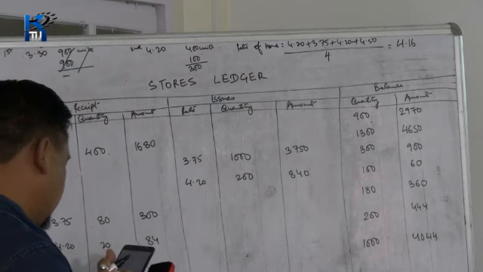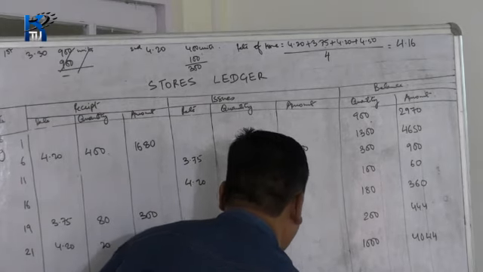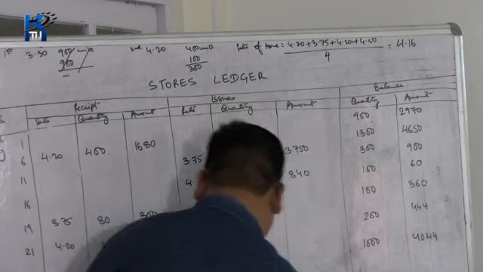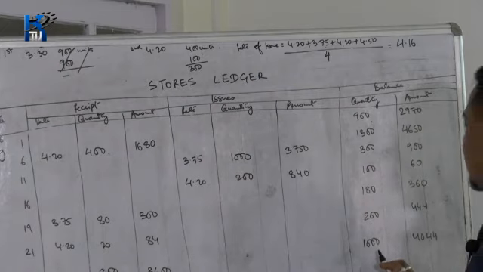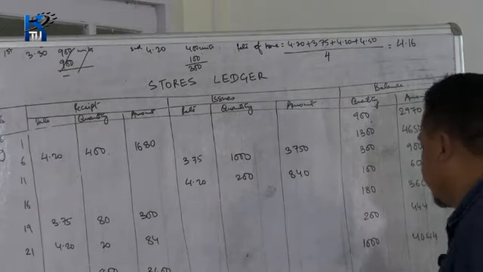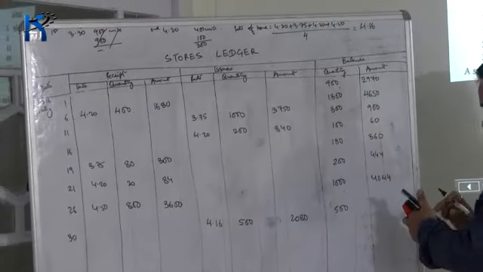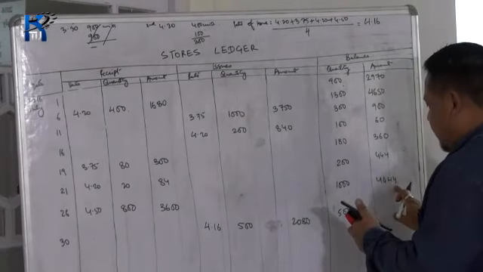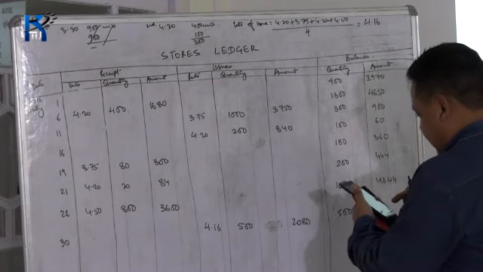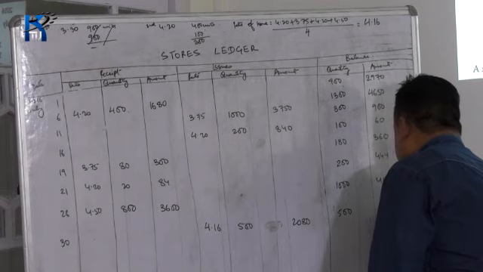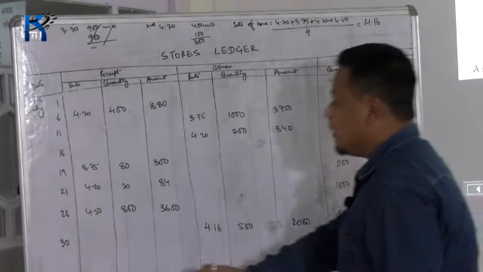4.16 into 500 amounts to 2080 rupees. So at the end of the day, again, there was already 1000 units. Out of this, 500 units has been issued. So the remainder is 500 units, and the amount remaining is 4044 minus 2080, 1964. So we have solved this problem under simple average method.